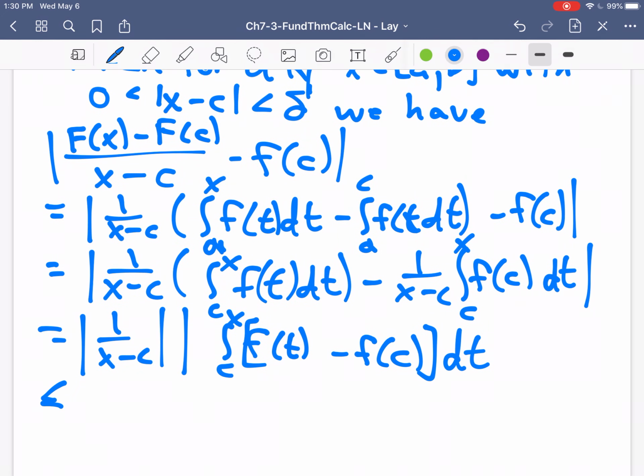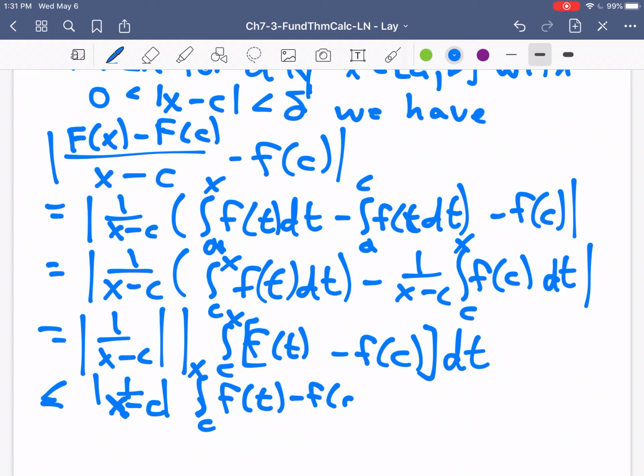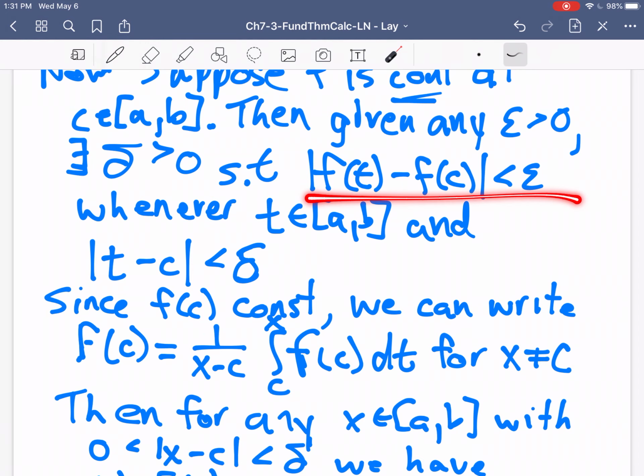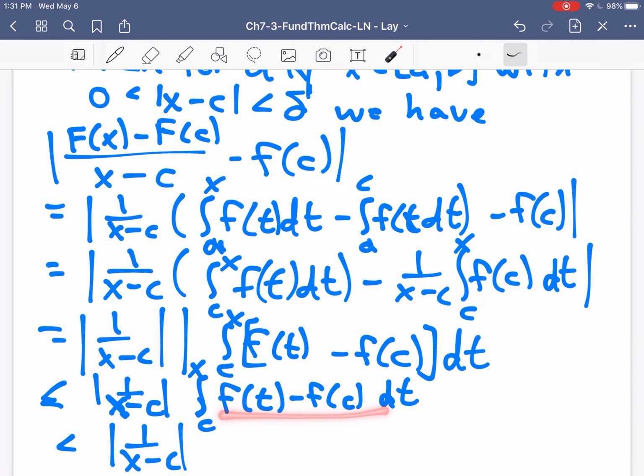And so this should be less than or equal to that absolute value of 1 over x minus c. And then for this other stuff, we could bring the absolute value sign in, so we can write it as the integral from c to x of the absolute value of f of t minus f of c dt. We have identified that this mess is less than epsilon. And so that's what we're seeing right there.